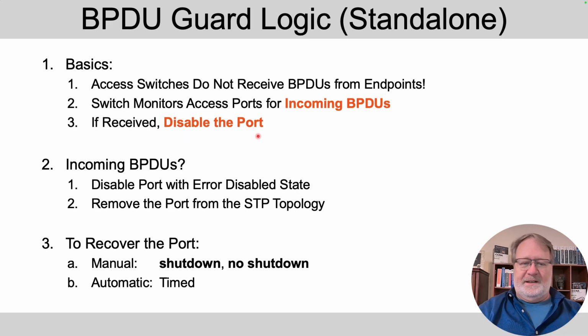But there's more detail than that. So it disables the port and places it in this new state we've not talked about in the sequence of the course, at least. This state is called error disabled. So here's what I want you to think about. We've talked about other ways for a port to be down.